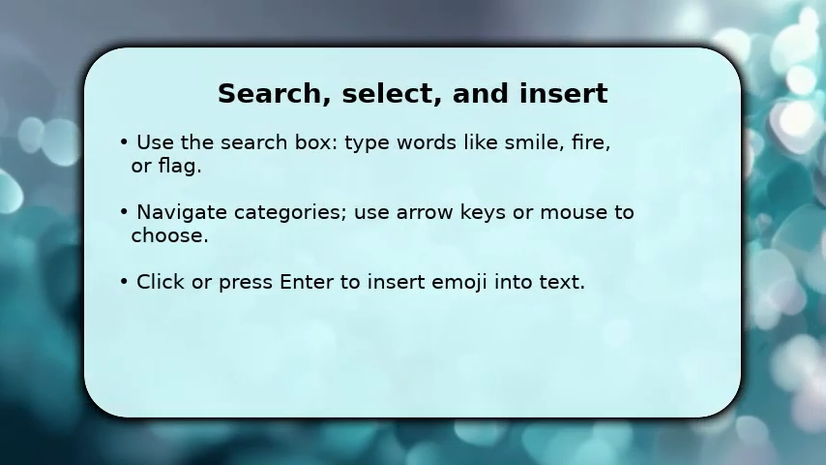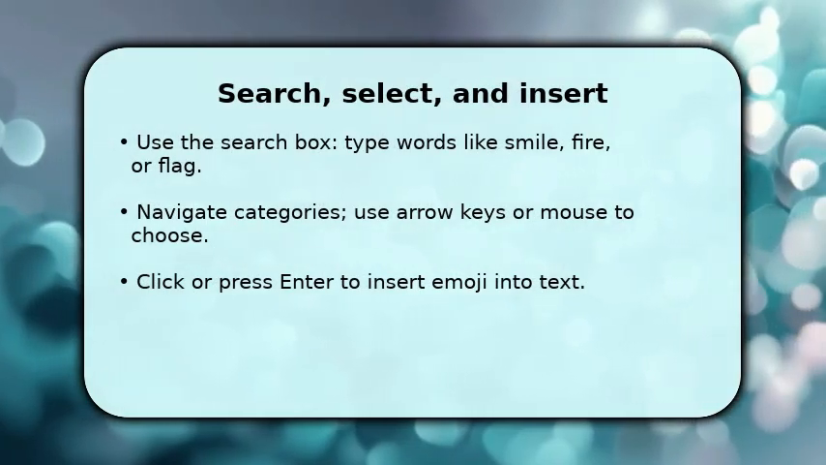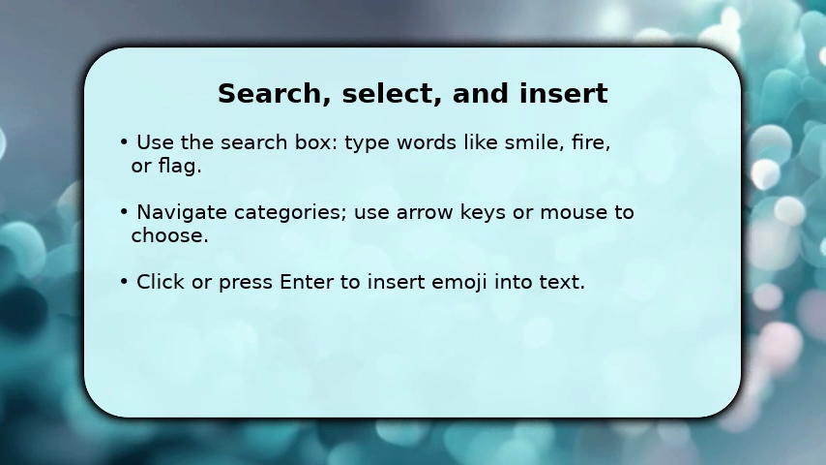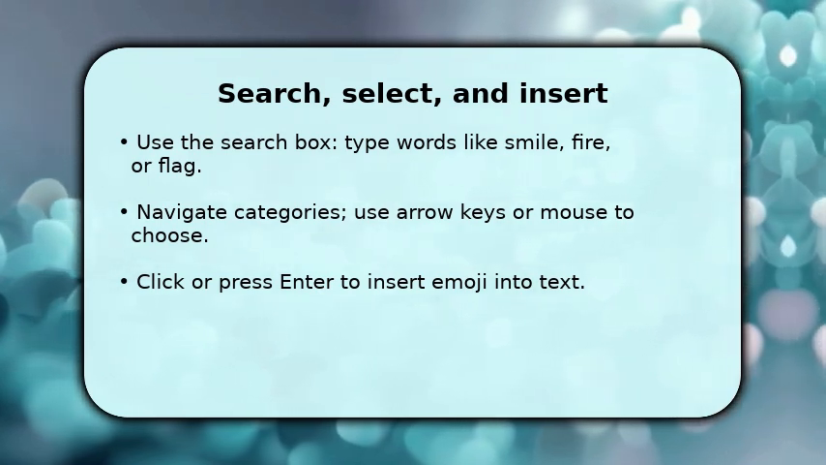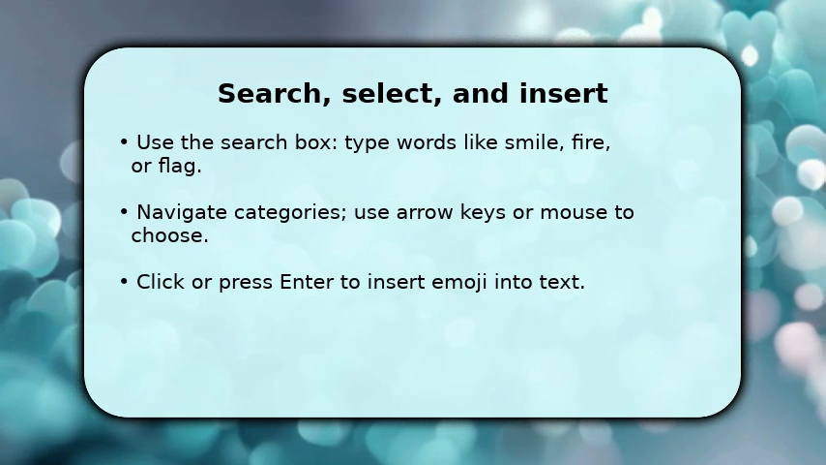Once the picker appears, you search or browse for the emoji you need. Type a keyword such as smile or pizza to filter results quickly. This speeds selection and avoids scrolling.